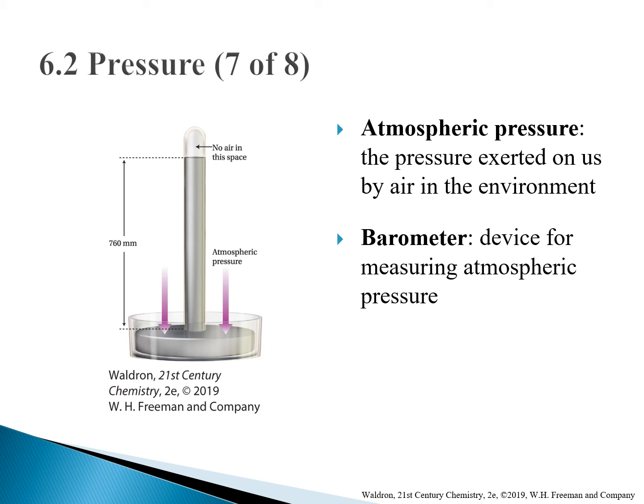The height of the mercury column in the tube is therefore proportional to the atmospheric pressure. A common unit for expressing pressure is millimeters of mercury. This is a measurement of the distance in millimeters that the mercury in the barometer tube travels as a result of atmospheric pressure.